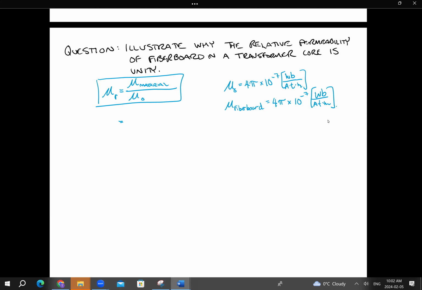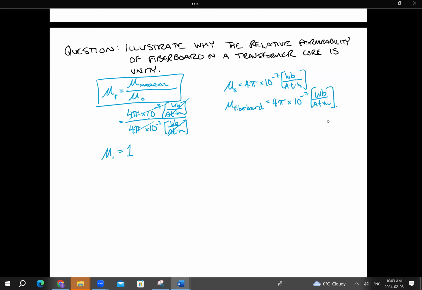So therefore, the relative permeability would just be 4 pi times 10 to the negative 7 over 4 pi times 10 to the negative 7, of course. Same units, but I feel the need to put them all in. Which means we can cross out these units because we want relative permeability to be unitless. It's just a ratio. We have the same number on the top, same number on the bottom. And if you divide by itself, you have 1.